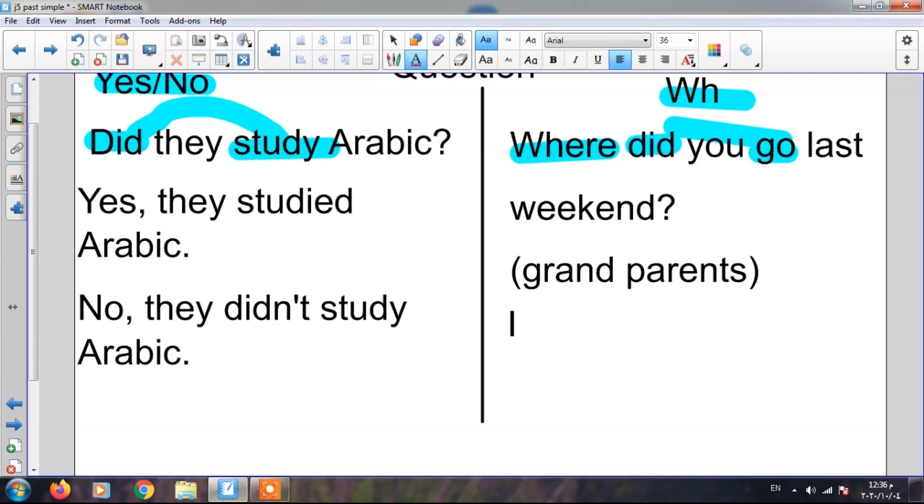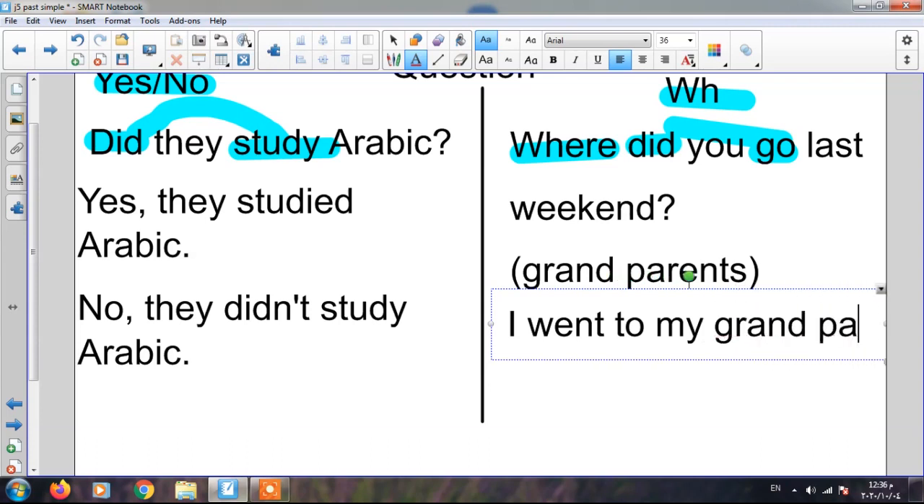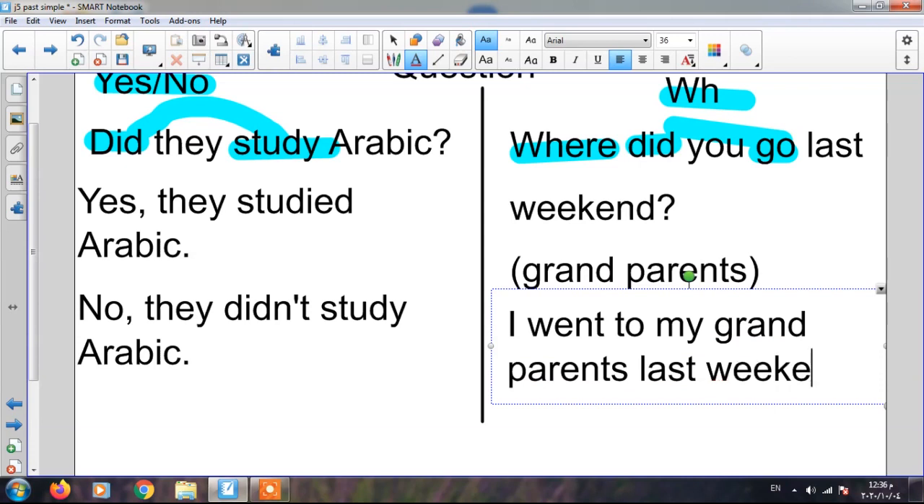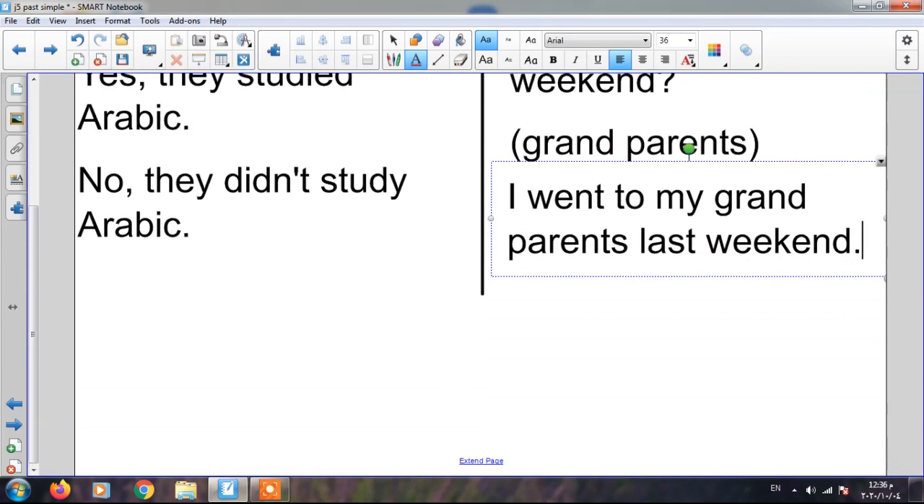That's correct. So yes, I, the past of go, went. So where did you go last weekend? I went to my grandparents. You can say last weekend or just stop. I went to my grandparents last weekend. This is how to answer the question.